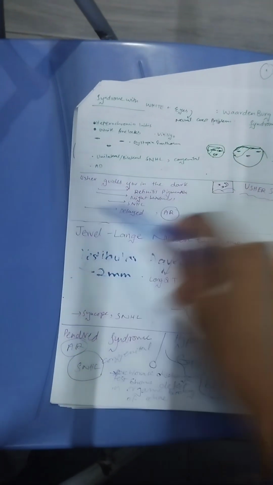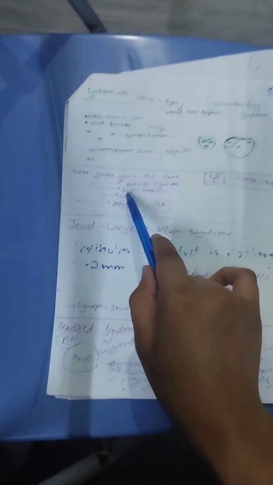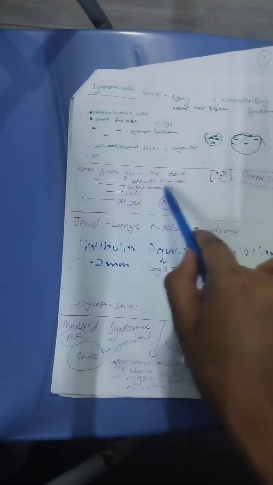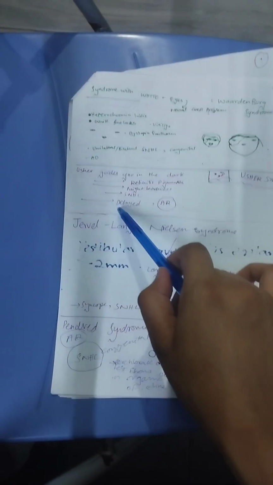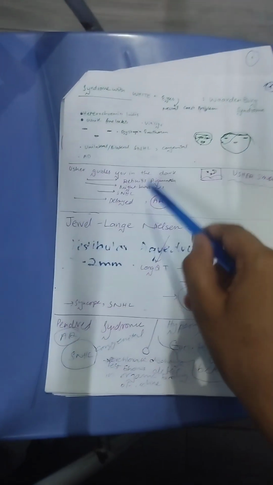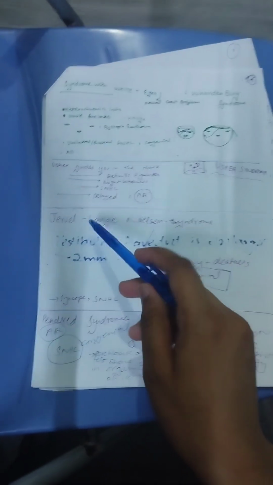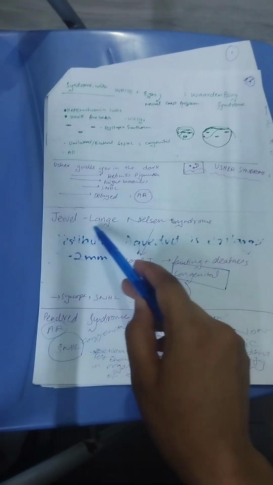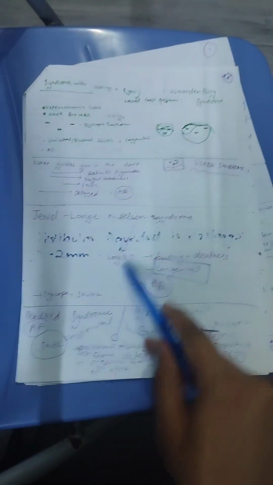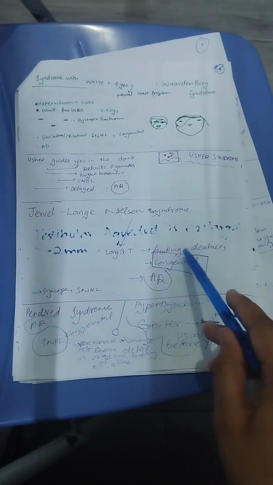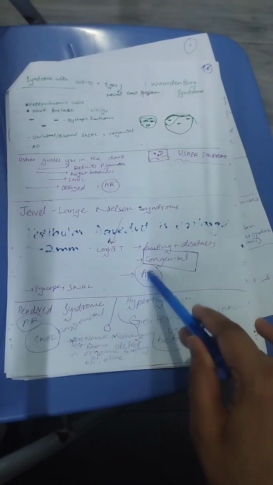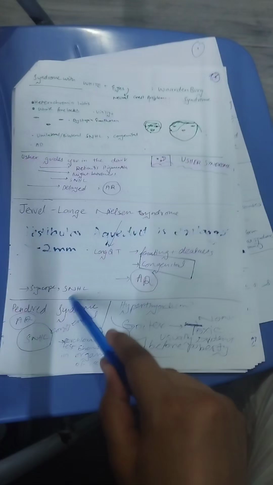So the next syndrome is called Usher syndrome. So it causes night blindness, retinitis pigmentosa, and sensory neural hearing loss, and it causes delayed hearing loss, and it is autosomal recessive. Now let's talk about something which has a lot of effect on the heart, which is the Jervell-Lange-Nielsen syndrome. It manifests with a long QT interval. It causes fainting and deafness, and it is congenital and it is autosomal recessive. It causes syncope and sensory neural hearing loss.